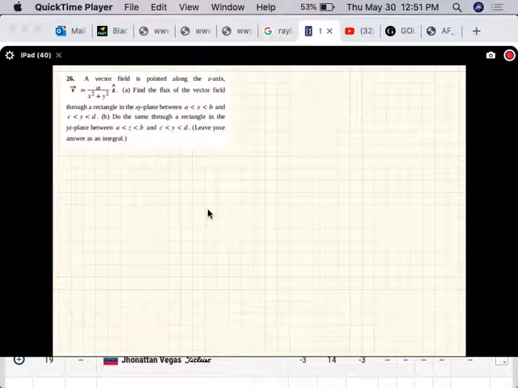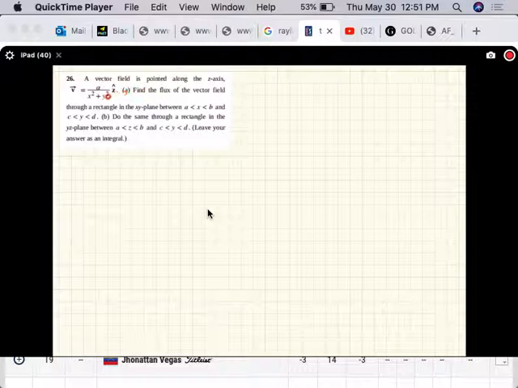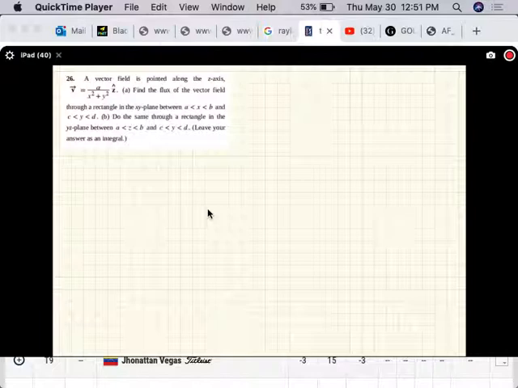All right, so this problem says a vector field is pointed along the z-axis. So there is the direction, and the magnitude is given by alpha divided by x squared plus y squared. Find the flux of the vector field through a rectangle in the xy plane between x equal to a and b and y equal to c and d. Do the same through a rectangle in the yz plane between z between a and b and y between c and d. Leave your answer as an integral.